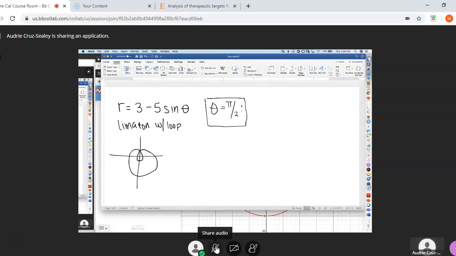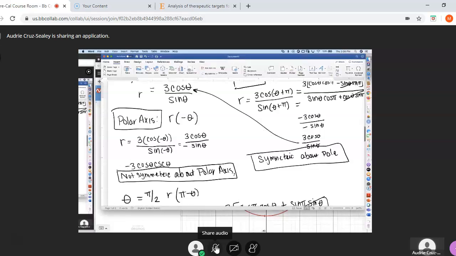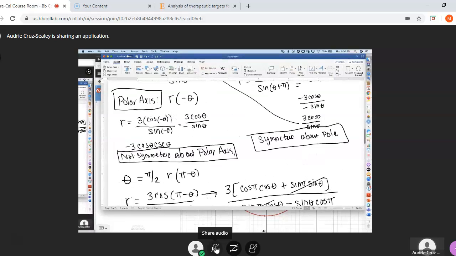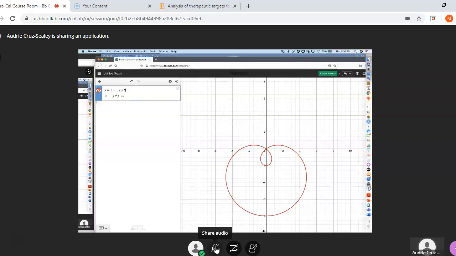I'm only going to test that one because remember before we were testing all 3, because we didn't know what it looked like. So we had to test all 3. But now that you have a picture, I can see that this is not symmetric about the polar axis. I can see that this is not symmetric about the pole, but I'm pretty sure it's symmetric about the line pi halves, but you still have to prove it.